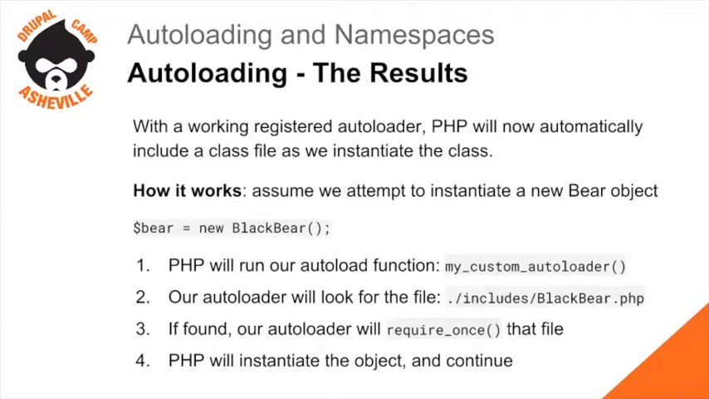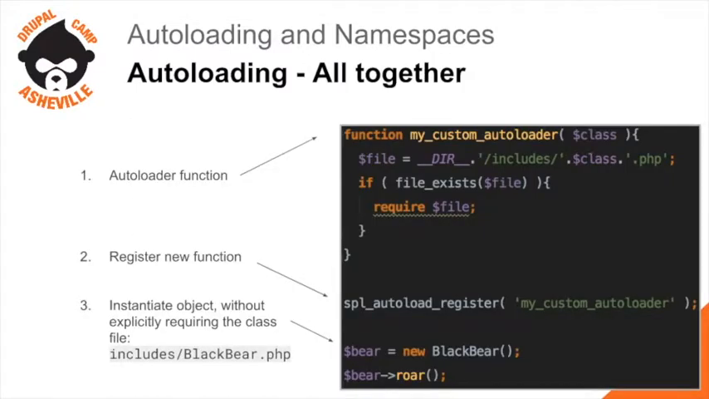Now let's walk through an example where we've got our class called BlackBear. We're going to create a new instance of BlackBear. So what happens is PHP says, okay, I don't have a class named BlackBear already, so let's go through all the registered autoloader functions and see if we can find that class. So it eventually hits our autoloader.